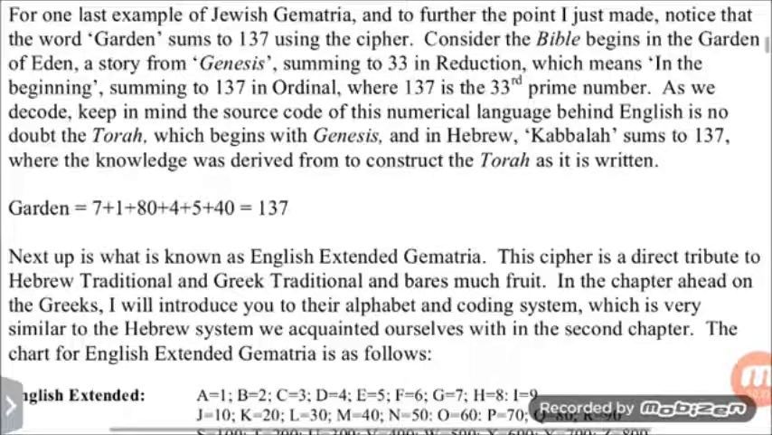Next up is what is known as English Extended Gematria. This cipher is a direct tribute to Hebrew traditional and Greek traditional, and bears much fruit. In a chapter ahead on the Greeks, I will introduce you to their alphabet and coding system, which is very similar to the Hebrew system we acquainted ourselves with in the second chapter. The chart for English Extended Gematria is as follows.